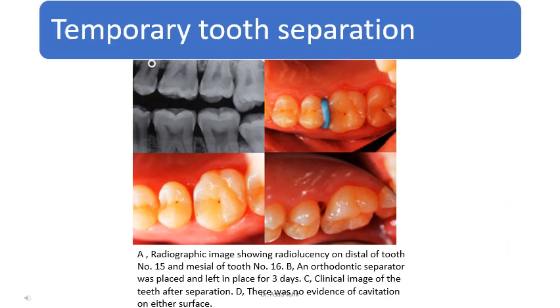A. Radiographic image showing radiolucency on distal of tooth number 15 and mesial of tooth number 16. B. An orthodontic separator was placed and left in place for 3 days. C. Clinical image of the teeth after separation. D. There was no evidence of cavitation on either surface.